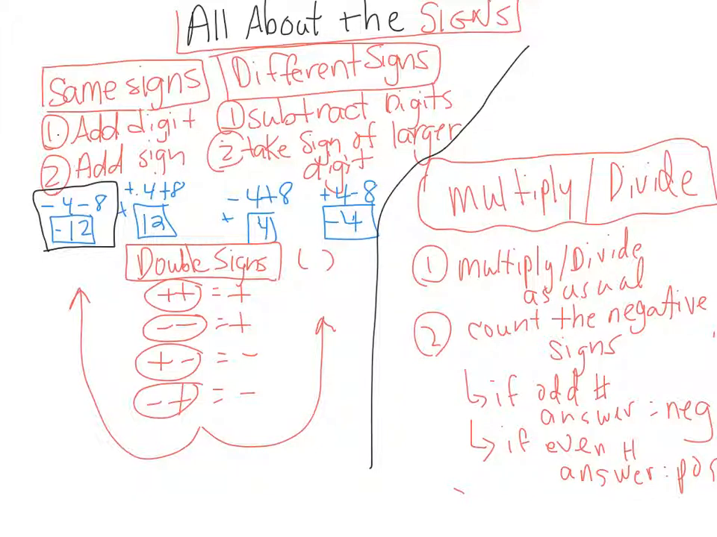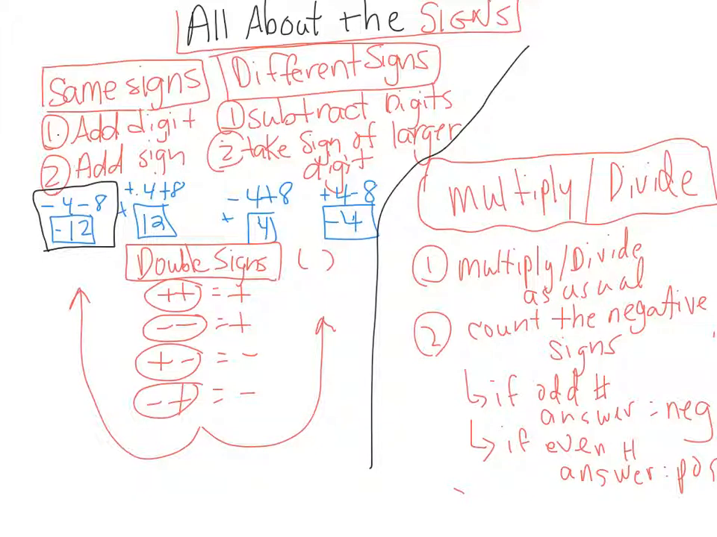That would be like, I owe my mama $4 and I borrowed another $8. Now I owe my mama $12. And the same thing for the same signs, although you're very familiar with this. You have a +4, even though it's understood, plus 8. So 4 plus 8. You add the digits, which is 12, and you add the sign. But you don't really need it. I'm just putting it in there.